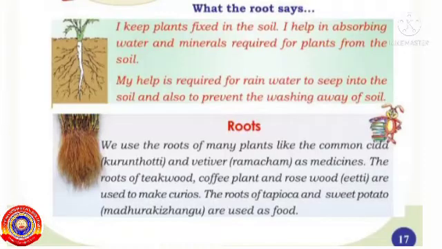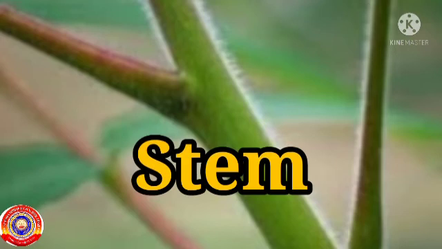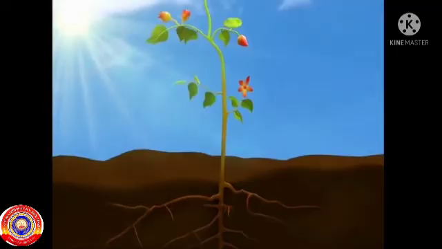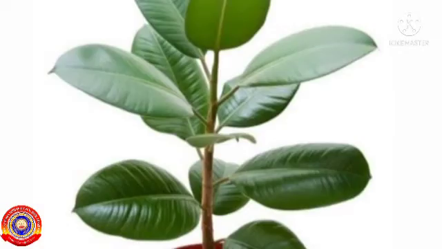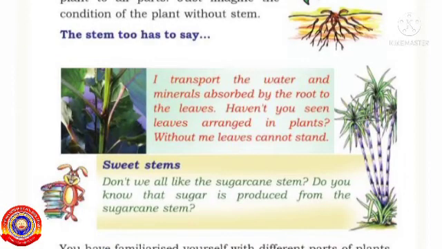My dear little ones, did you understand about roots? Okay, so let's discuss about the stem of plants. The stem transports the water and minerals absorbed by the root to the leaves. We all know that in plants, leaves are arranged on the stem. So, if there is no stem, leaves cannot stand. Like roots, stems of some plants are also used as our food.